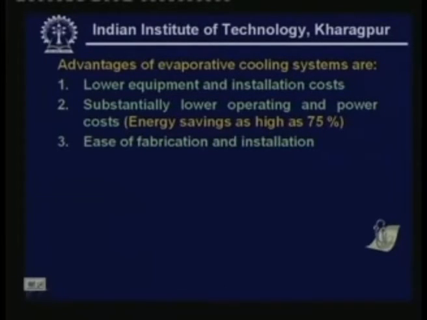And of course, the third advantage is that it is very easy to fabricate these systems, and it is also easy to install. The fabrication is so easy that it is like a cottage industry or like a small scale industry, and in several places in India very small industries manufacture these evaporative coolers. So as a result, they are available at a much lower rate. Whereas the conventional systems, not everybody can manufacture them, because the manufacture of compressor and all is a very expensive business. So fabrication is also difficult there, whereas evaporative coolers can be fabricated very easily, and the installation is also very easy.